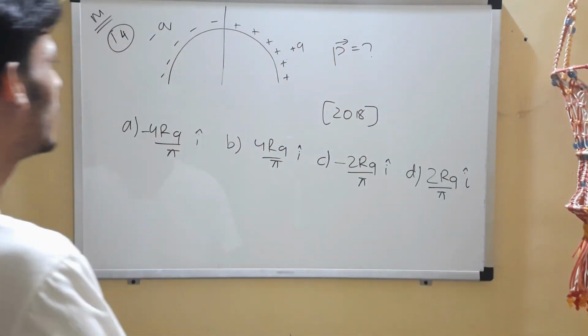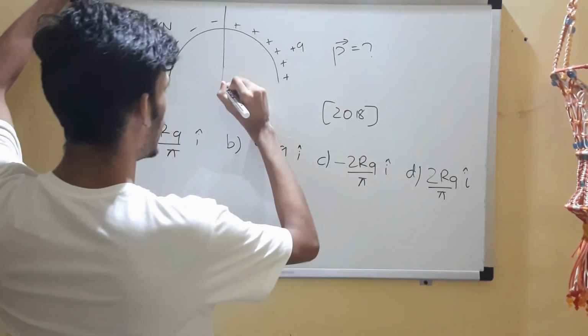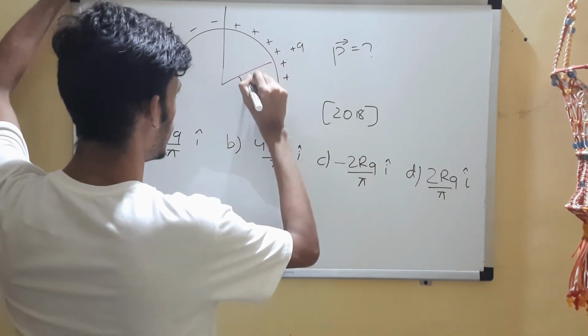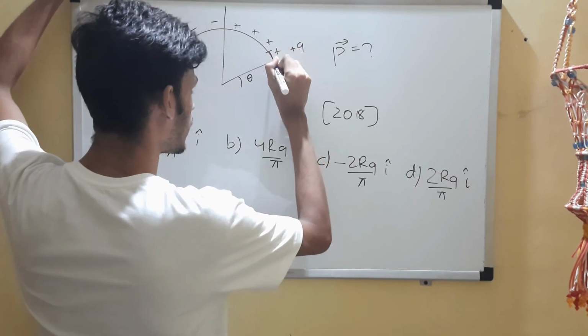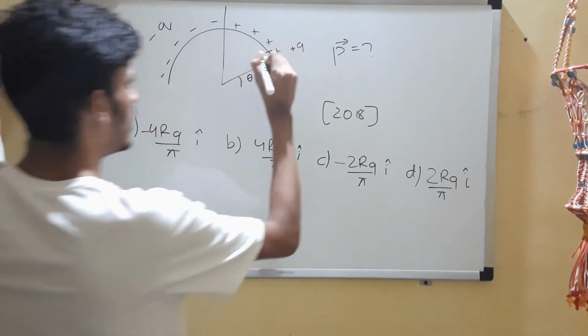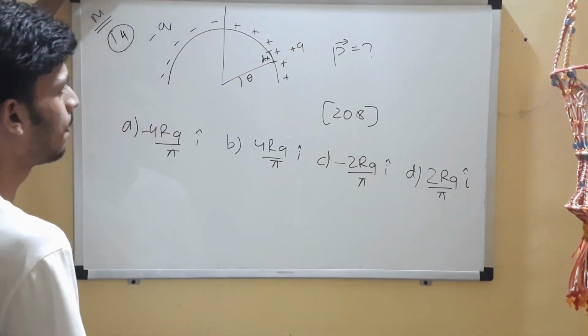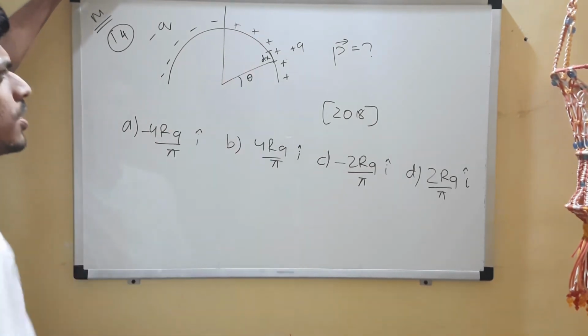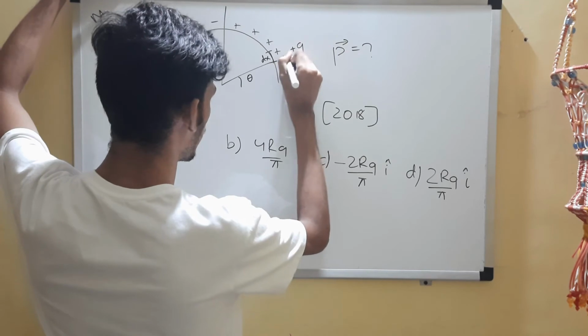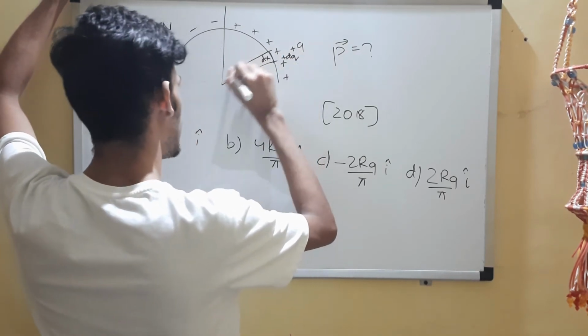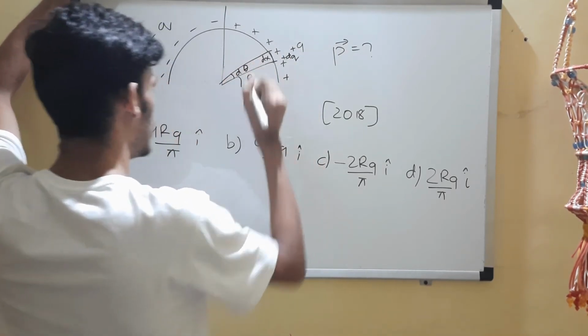Okay, so let's do it. First of all, I'll make an angle theta with the horizontal and cut an element dx over there. This element has a length dx, and let's suppose the charge of that element is plus dq, and that it subtends an angle d theta over here.